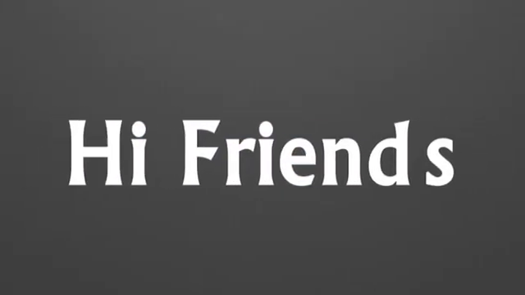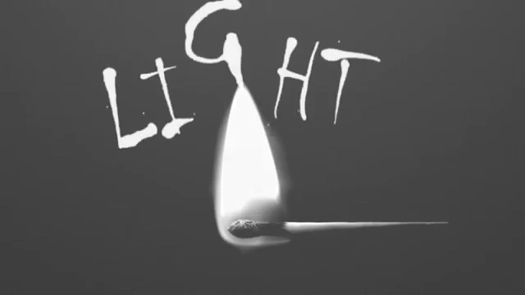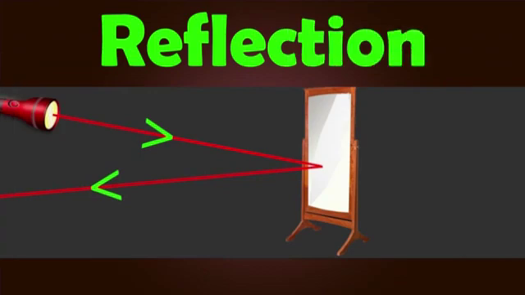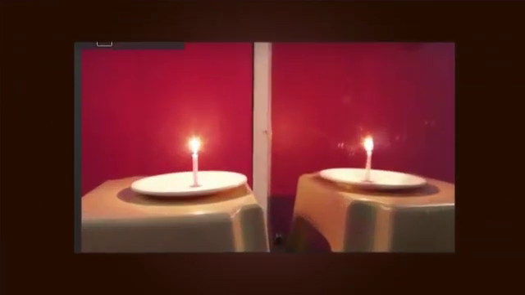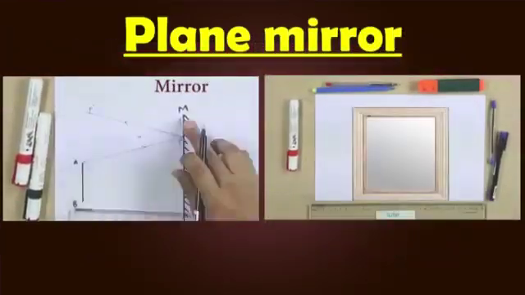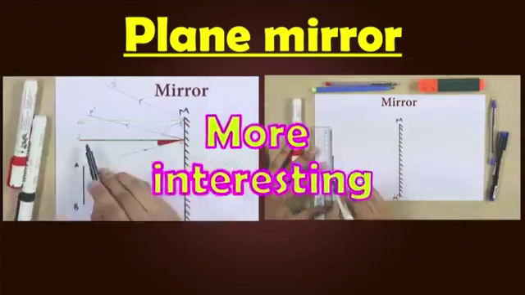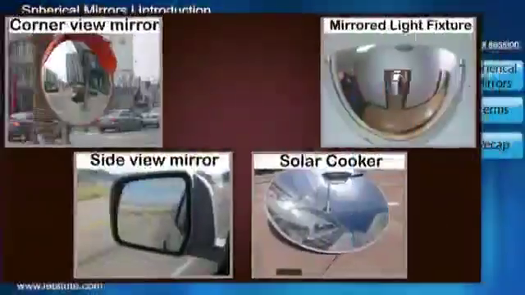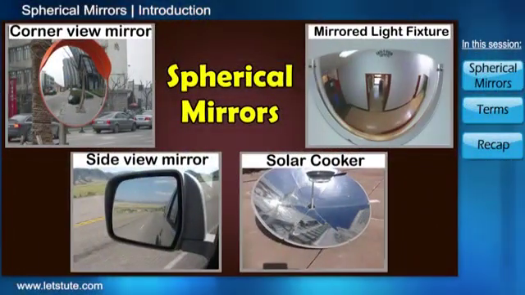Hey friends, welcome back to another session on light. The topic which we are dealing with is reflection. In earlier sessions, we understood the properties of images formed in plane mirrors and the technique of making ray diagrams for them. Now, it's time to make things a little more interesting. We'll study reflection in spherical mirrors.